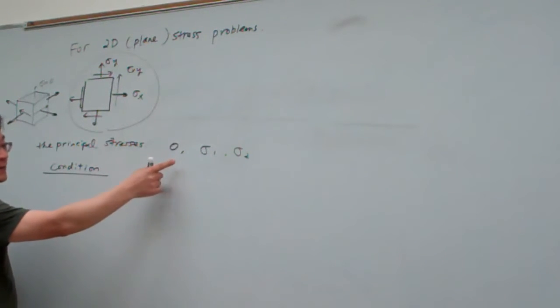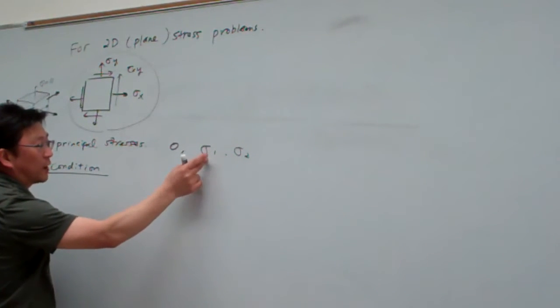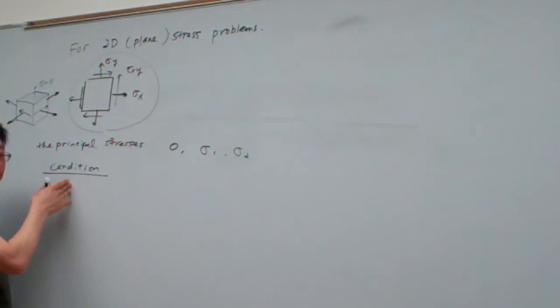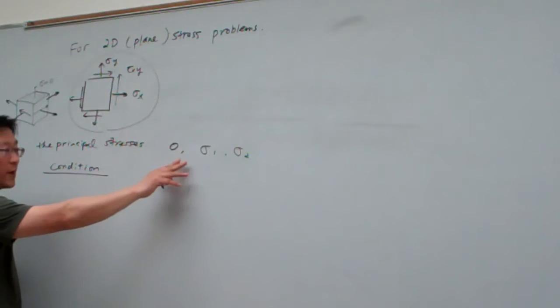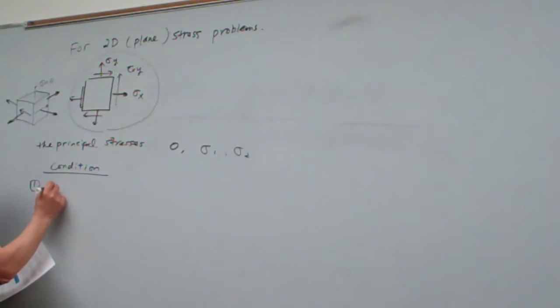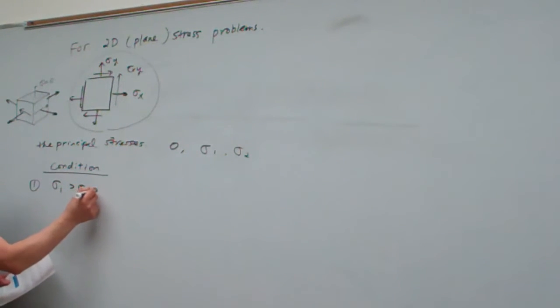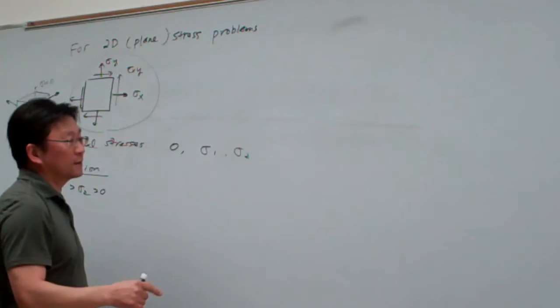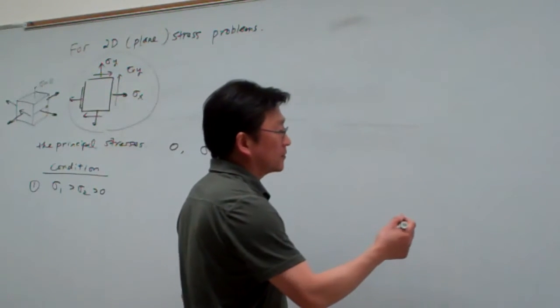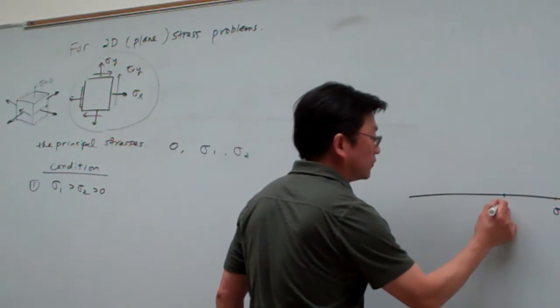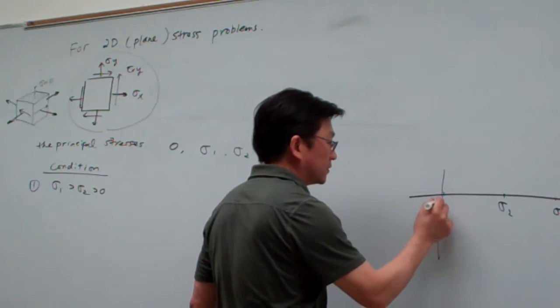We talk about the comparison of sigma 1 and sigma 2 with 0, and we can make up the complete scenarios covering all the possible situations for those numbers. For example, the first case is sigma 1 and sigma 2 are both positive, ordered in this way. Let me do the scratch here. For this case, sigma 1 is here, sigma 2 is here, and then 0 is here.